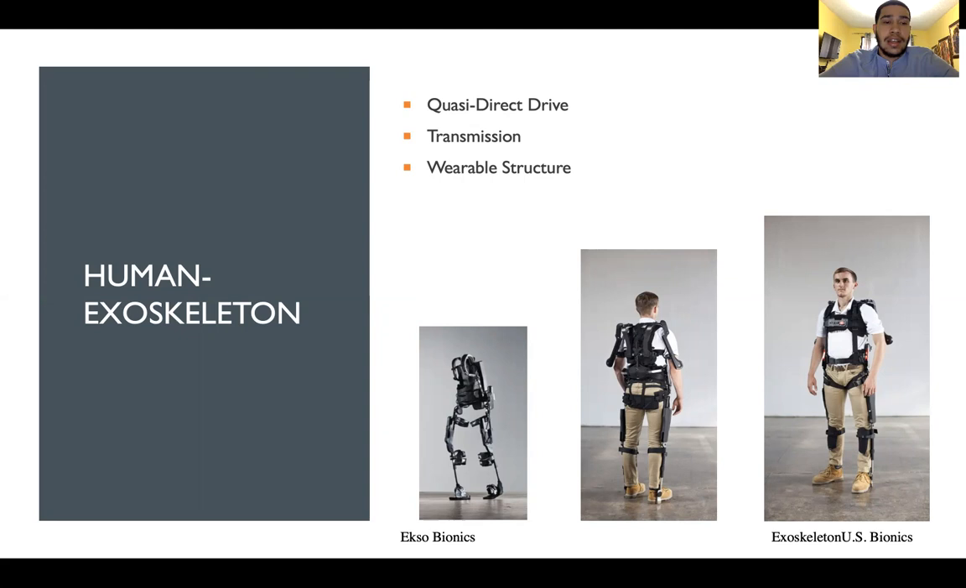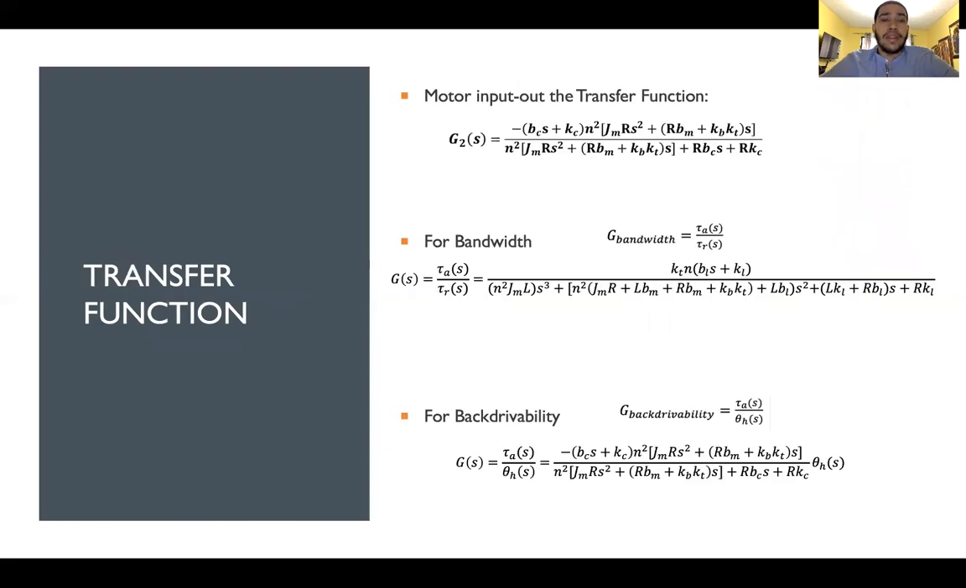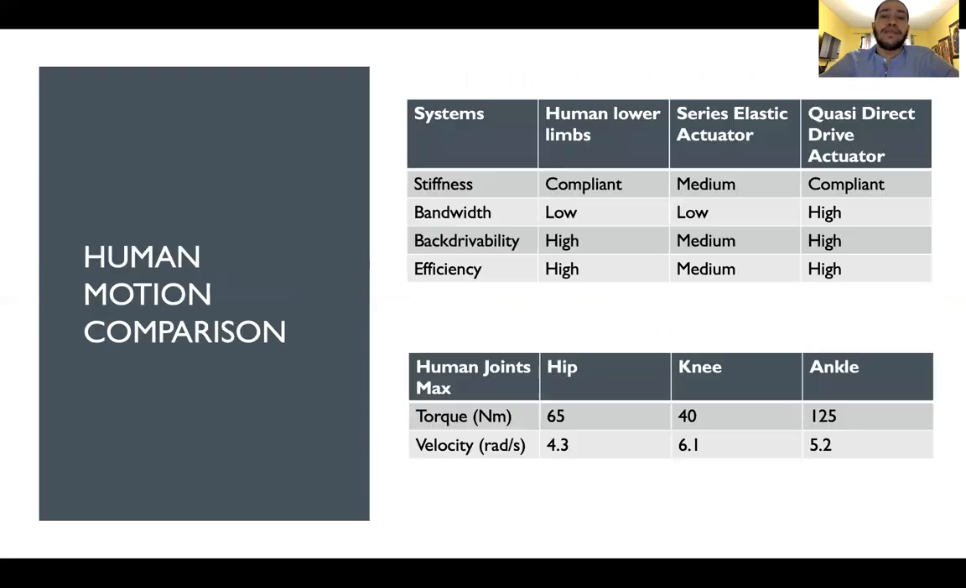When it comes to a human exoskeleton, there are three major components: the actuator itself, the transmission, and the wearable structure. The actuator has an electrical part and a mechanical part. This is the transmission part, and the wearable structure should be comfortable for the person to wear for a long period of time. Simulink is able to calculate this by using the transfer function, and these are the different types of components that are embedded in each of them.